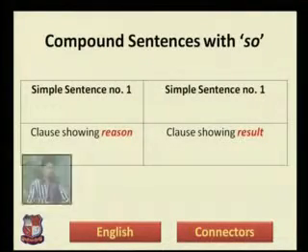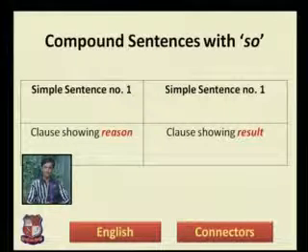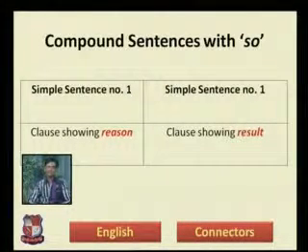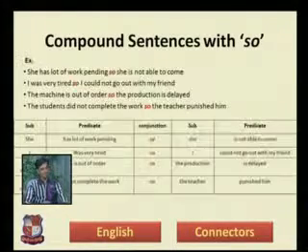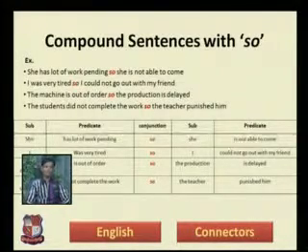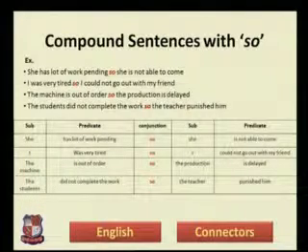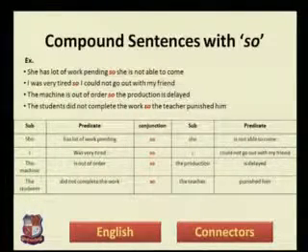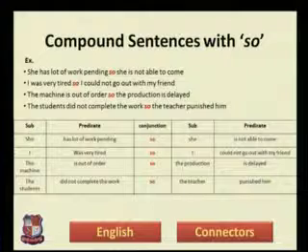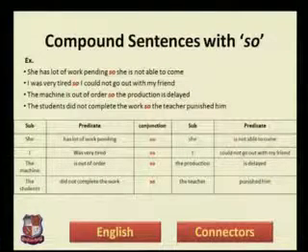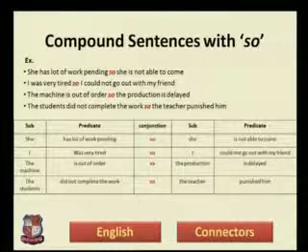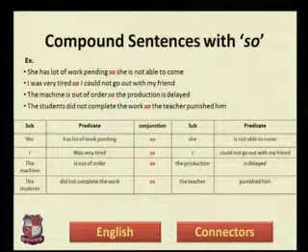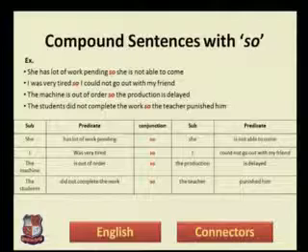Sentence number 1 will be showing us the reason, and sentence number 2 will be showing us the result. As you can see the analysis, compound sentences with so. First sentence is, she has a lot of work pending. So she is not able to come.